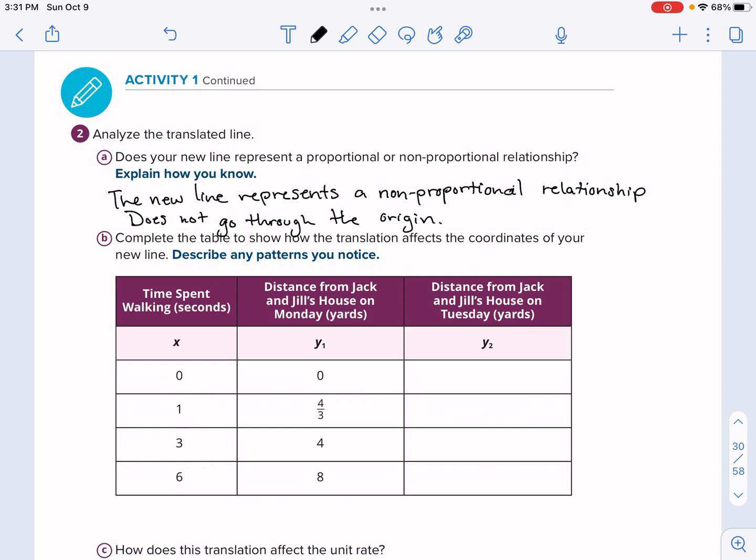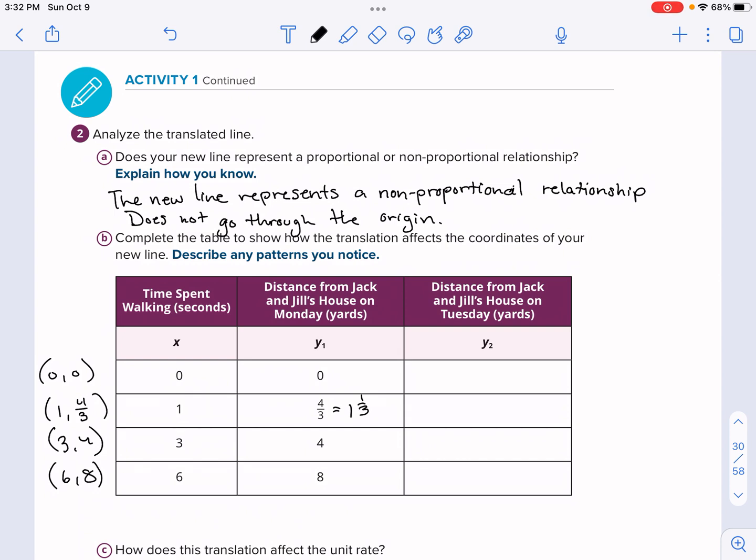So we have this first point. It's written as a table, so this is 0, 0. The next one is 1, 4/3. That as a mixed number is 1 1/3. The next one is 4 comma 3, and the last one here is 6 comma 8. But we're going to get new points because instead of y sub 1, we have the second line, and that second line is represented by y sub 2 for second.